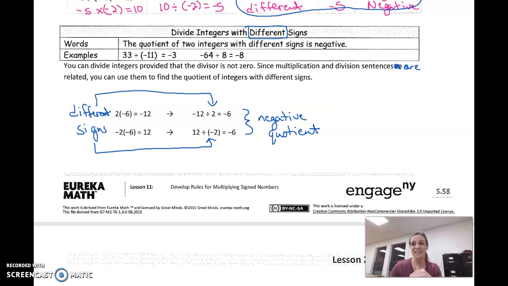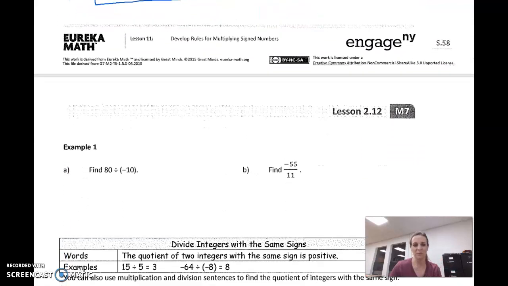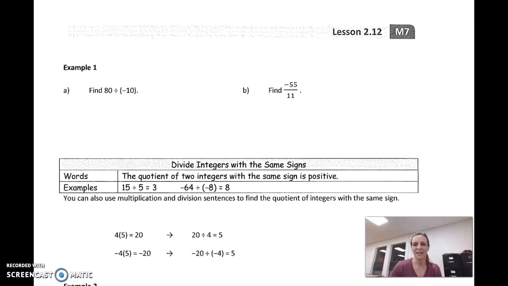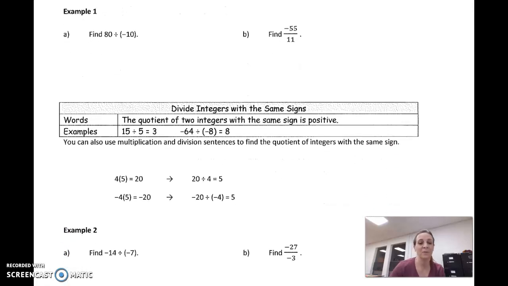The regular division stays the same, okay? That doesn't change. So let's just look at a couple examples here. It says find 80 divided by negative 10. Different signs, right? And different signs means it's negative. So I know right away my answer is going to be negative. All I have to do then is go 80 divided by 10. That's 8. Okay? So the division stays the same. We're just focusing on if it's going to be positive or negative.